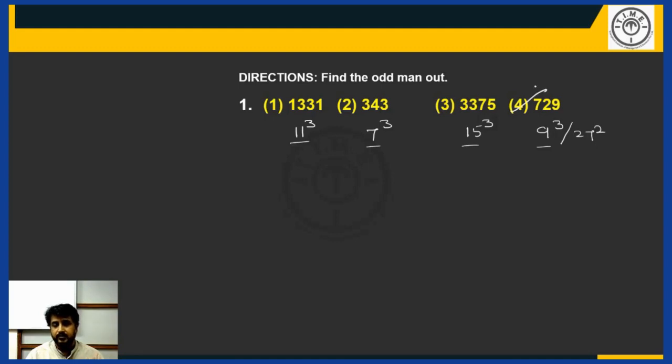So which is the option? 4th option. Rest all are only perfect cubes. This one is a perfect cube as well as a perfect square. 1331, 343, 3375 are not perfect squares.